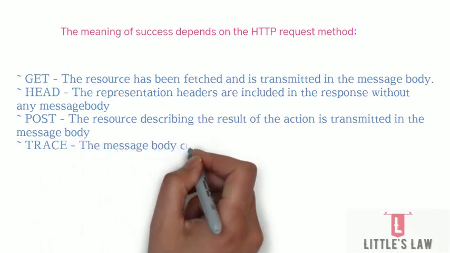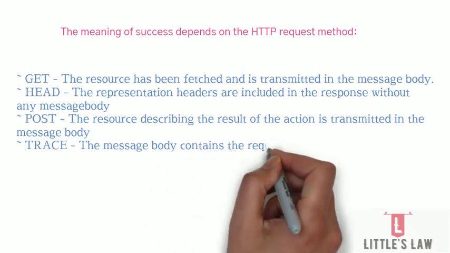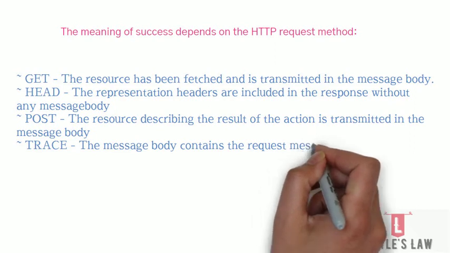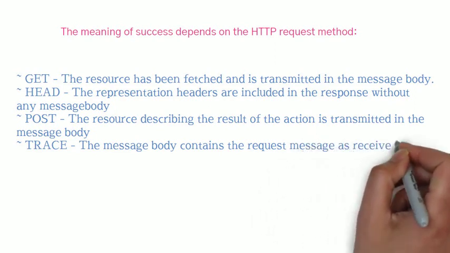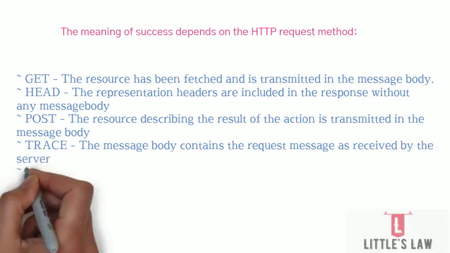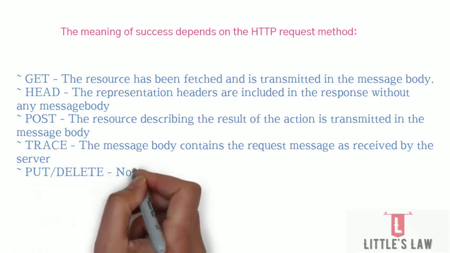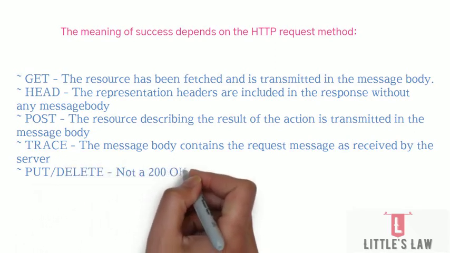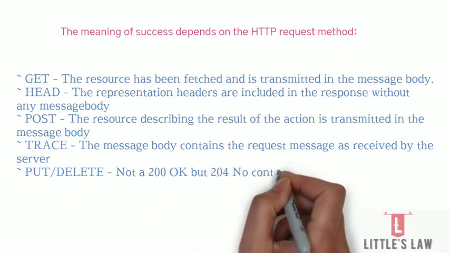Apart from these four HTTP request methods, we have two other HTTP request methods: PUT and DELETE. The successful result of these is often not a 200 OK, but a 204 No Content, or a 201 Created when the resource is uploaded for the first time.